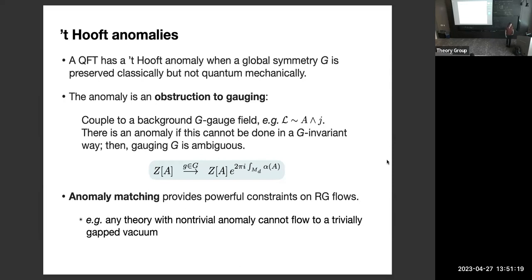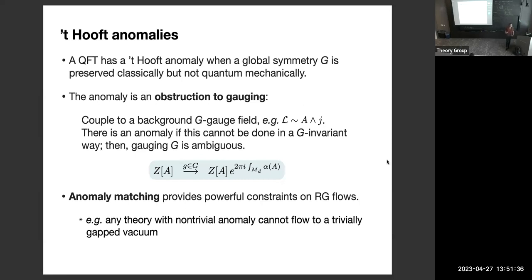An anomaly in a gauge theory would render the theory inconsistent. So that's not what I'm talking about here. Really, you should think of the anomaly as an obstruction to gauging the global symmetry.